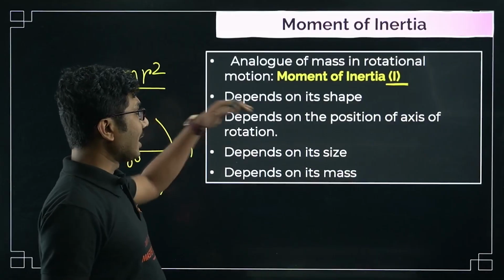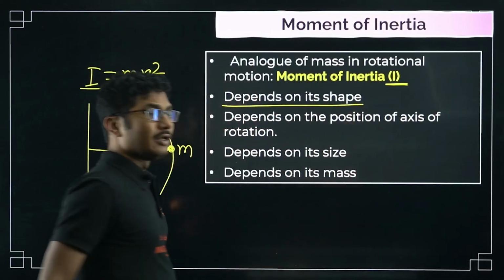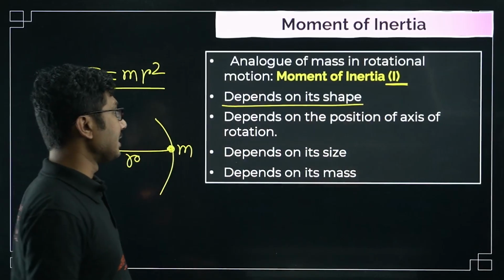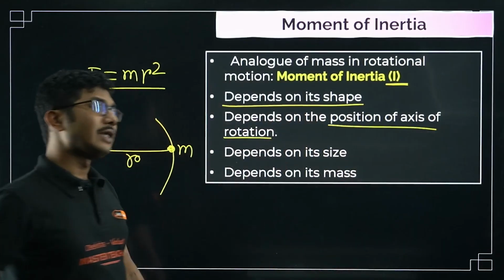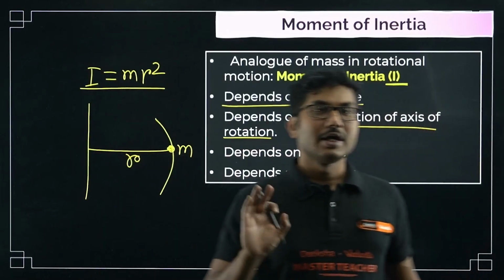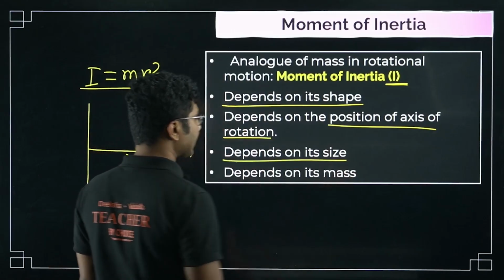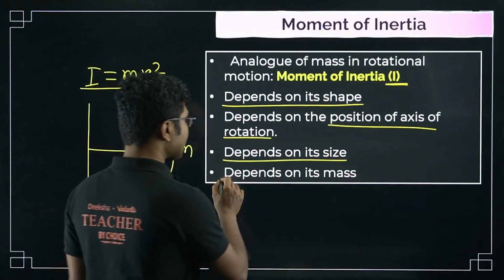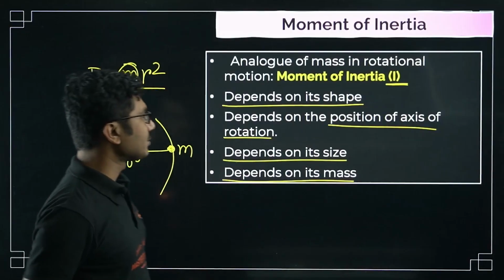But what all does it depend on? It depends on its shape, what is the shape of the object, and the position of the axis of rotation. So even if the shape is same, if you change the position of the rotation axis, the moment of inertia might change. It depends on its size, how big it is. It depends on its mass as well. Obviously it depends on the mass, right? So these are all the factors on which it depends.